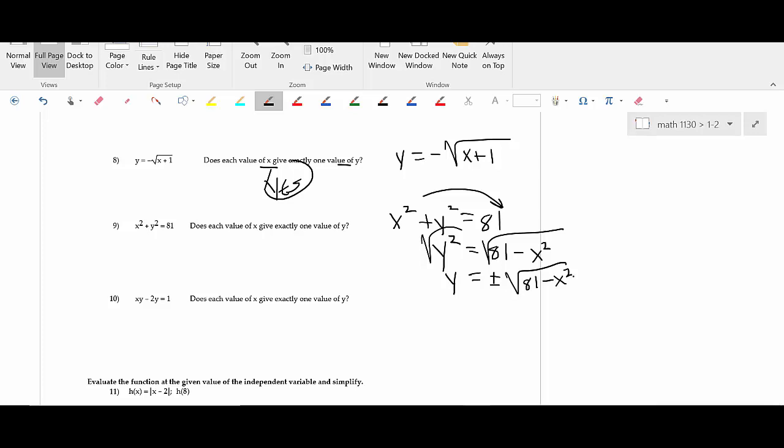You'd have the square root of 81, right? Which is 9, but what's the deal? Plus or minus gives you 2 answers. Right, okay? All right, so you're going to have that. You have to have that.